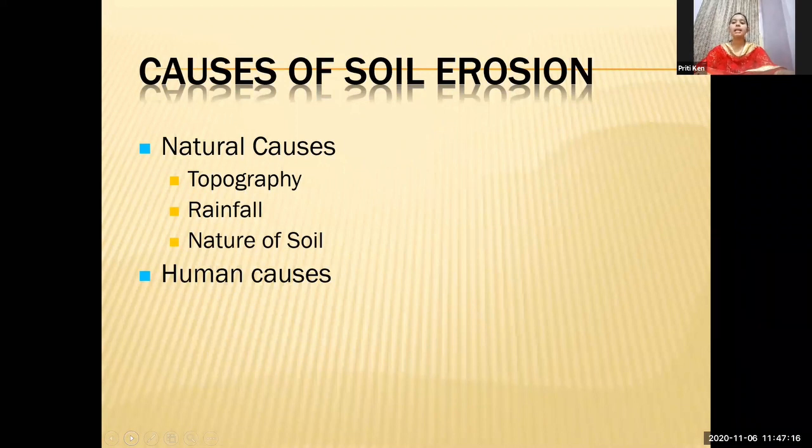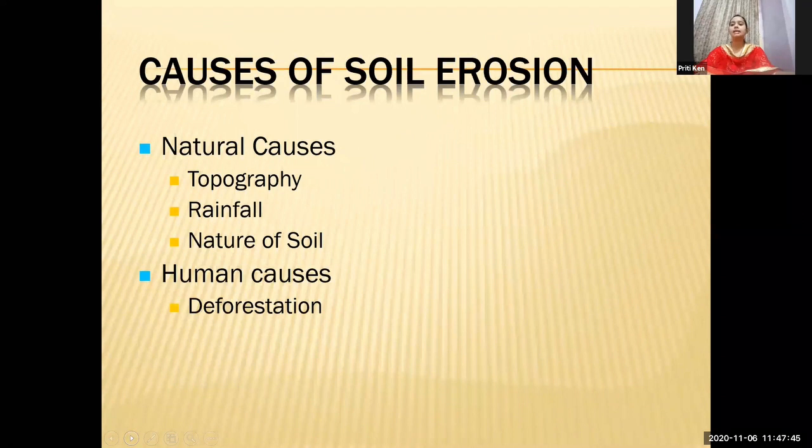Some soils are alkaline in nature, some are acidic in nature, and some soils are loose in nature, some are sandy soils. Sandy soils get easily carried away with the winds, water, rainfall, etc. So these are all nature of soil and this is a cause of soil erosion. Now let's see the human causes. What are the human causes of soil erosion?